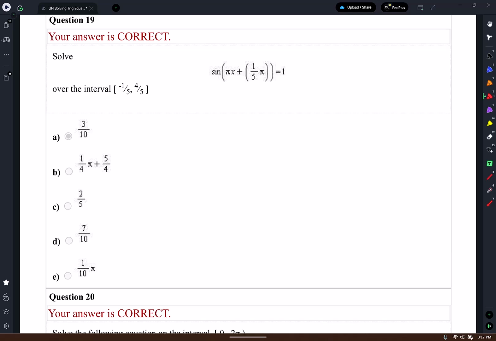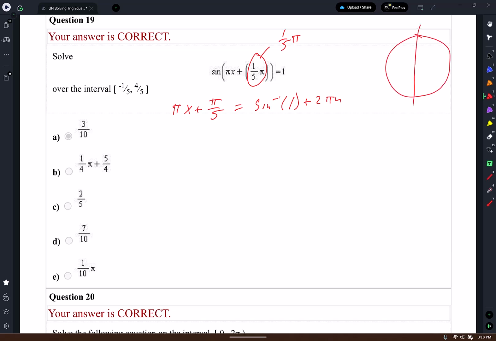All right, here we go. Arc sine of pi x plus pi over 5, that's pi over 5. I don't know why UH does it that way, but that's fine. Equals arc sine of 1 plus 2 pi n. Don't worry, guys, we're almost done. Okay, where is sine equal to 1? At pi over 2, that's the only one. So this is only going to have one equation. Pi x plus pi over 5 equals pi over 2 plus 2 pi n.